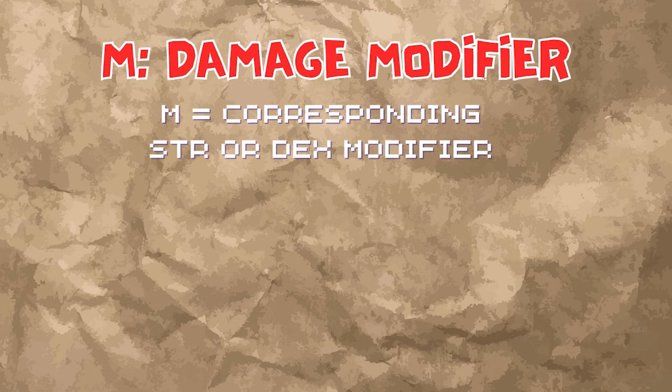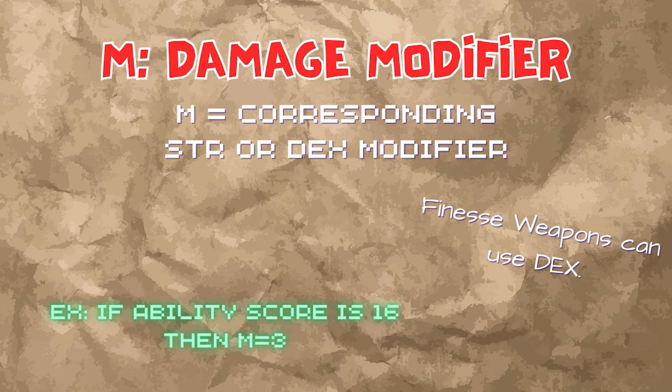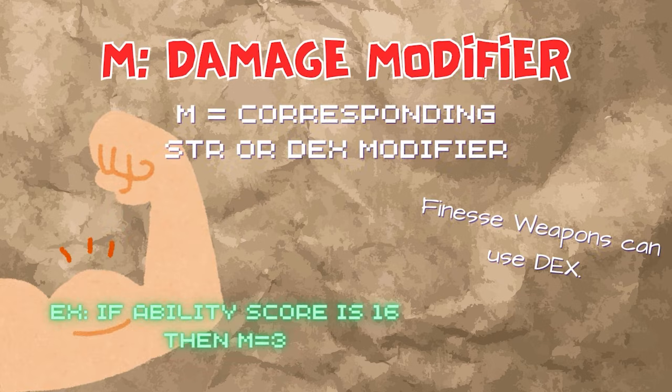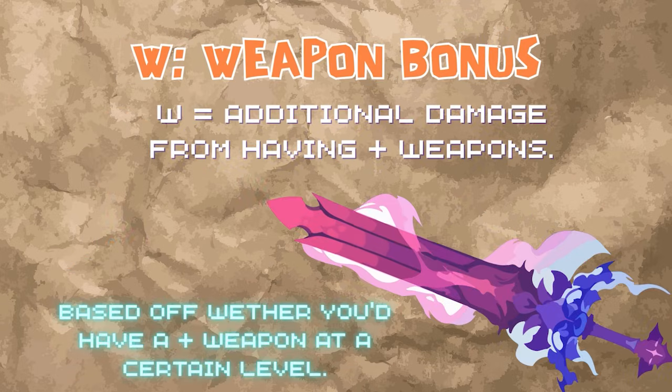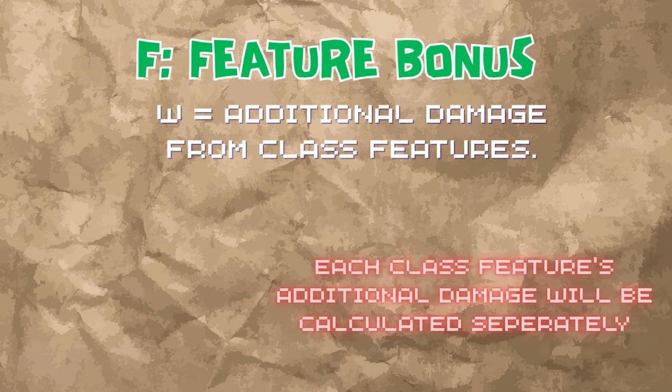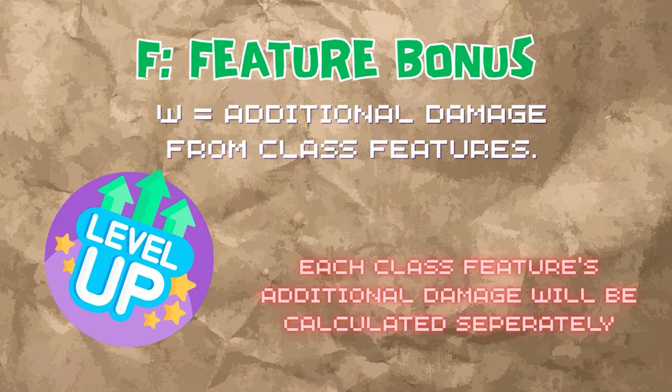M will be our damage modifier. It's just the corresponding strength or dexterity modifier for the weapon you're using. W will be our weapon bonus if you have a +1, +2, or +3 weapon. And then F will be our feature bonus. This will come from the class features later on that give additional damage for attacks. And they're all going to be calculated a bit differently, so we're just going to set that aside for now.